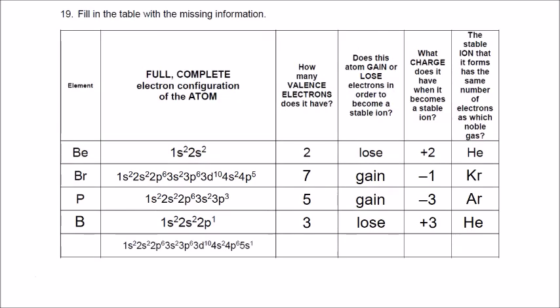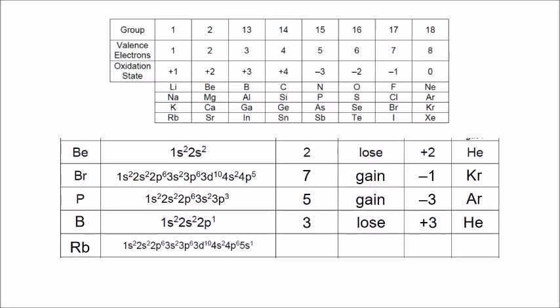Our next entry in this table has a total of 37 electrons, and that works out to be rubidium. It has only 1 valence electron. It would lose 1 electron to have a +1 charge, and going from 37 to 36 would mean that it has the same number of electrons as krypton when it becomes an ion.